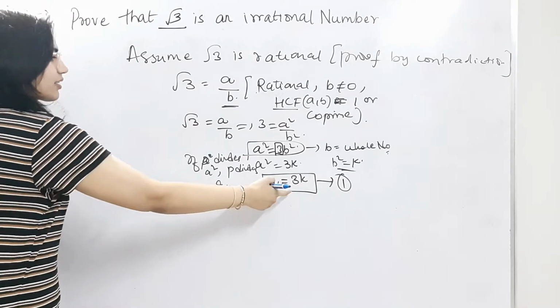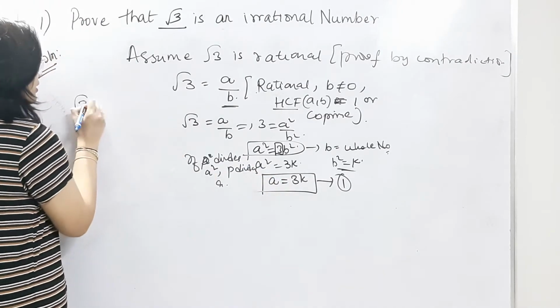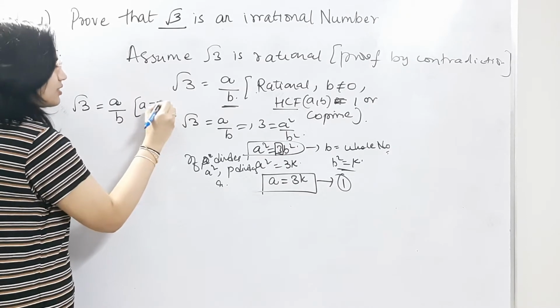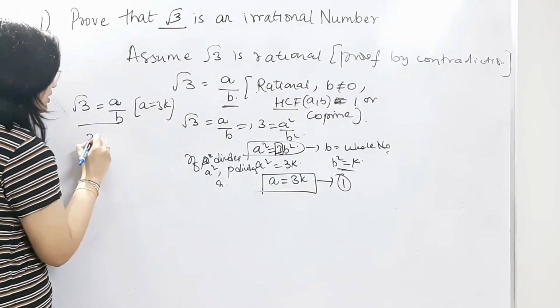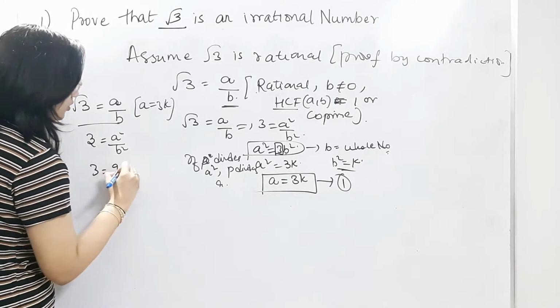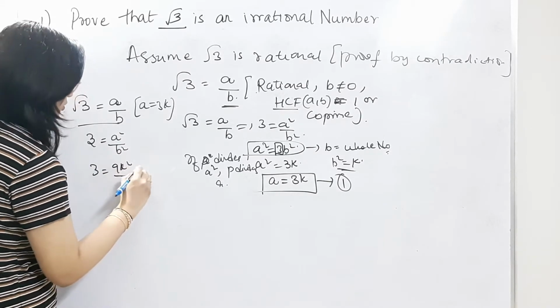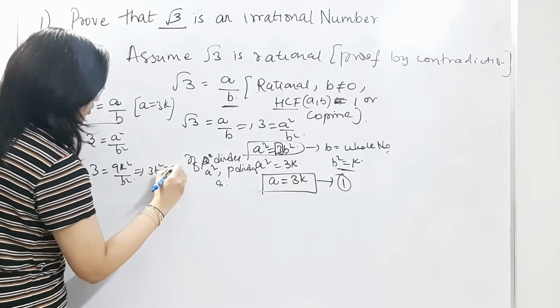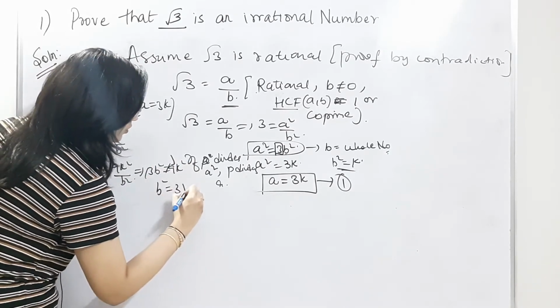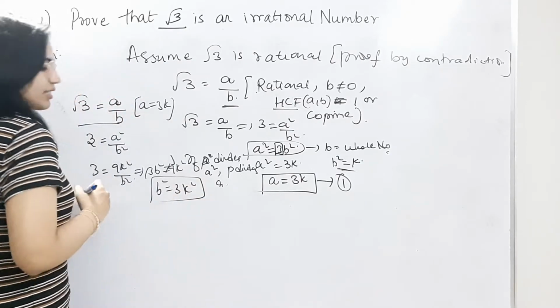Now, using this statement 1, can we substitute A is equal to 3K in this statement, root 3 is equal to A by B? Yes, 3 is equal to A square by B square and 3 is equal to 9K square by B square. So, we will get this as 3B square is equal to 9K square. Simplifying further, we get B square is equal to 3K square.